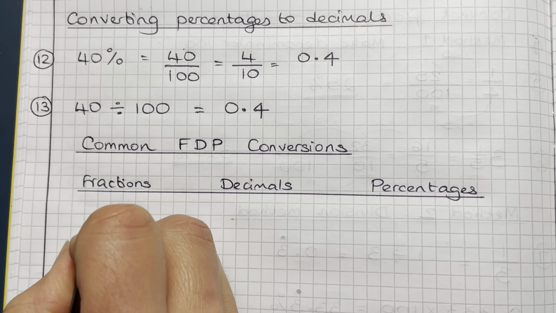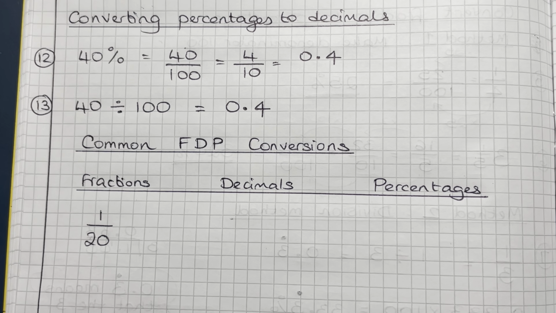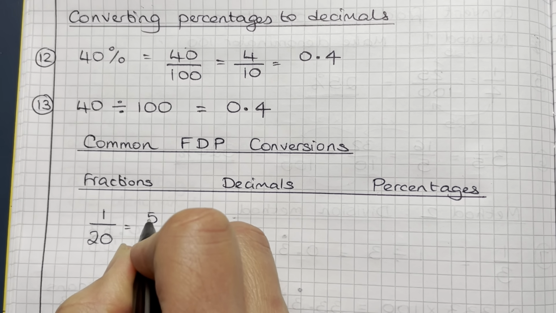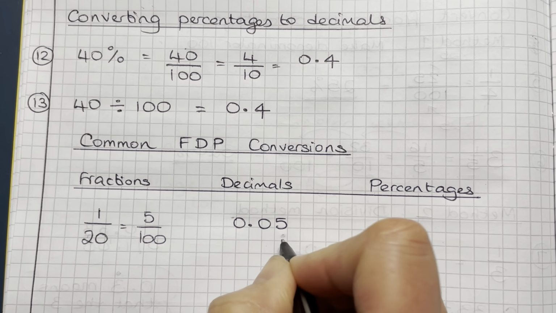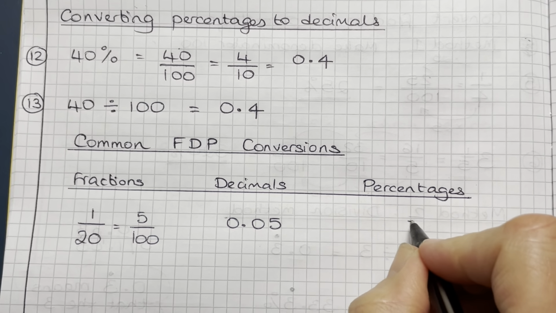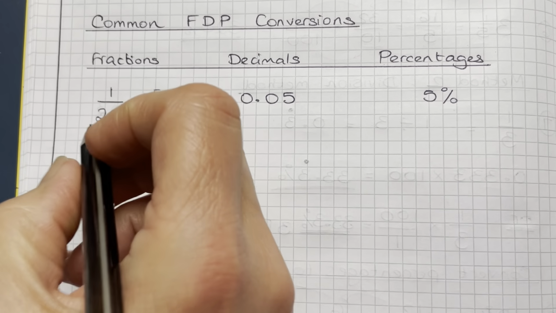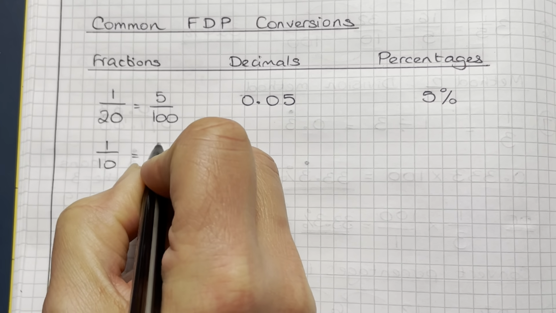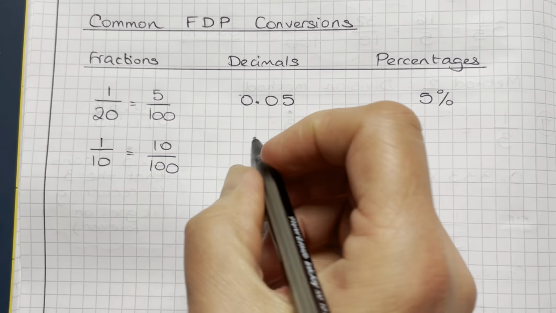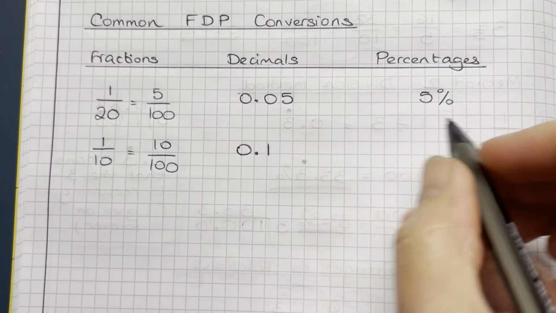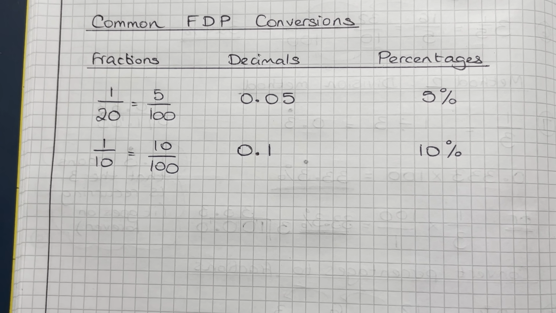So if we start with, say, 1 over 20, I can convert that into a decimal. I know that that's going to give me 5 over 100. So the number 5 in the hundredths column is 0.05, and as a percentage, it's going to give me 5%. Let's look at 1/10. Again, I can write that as 10 over 100 to get my percentage. 1 in the tenths column gives me my decimal, and 10 over 100 gives me my percentage.